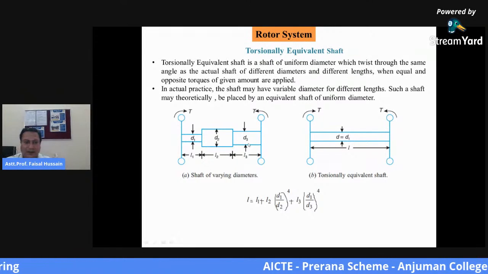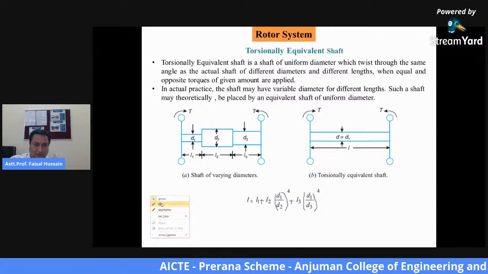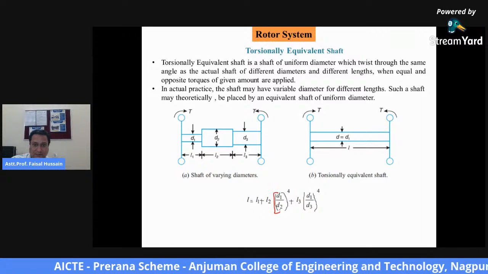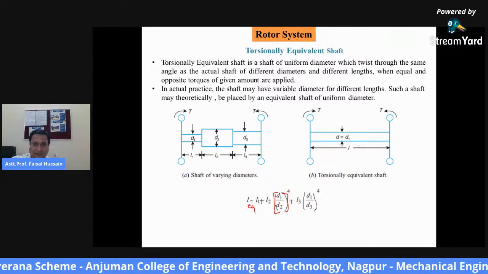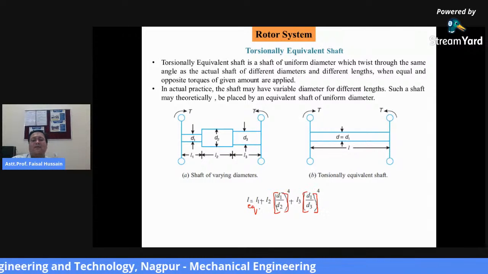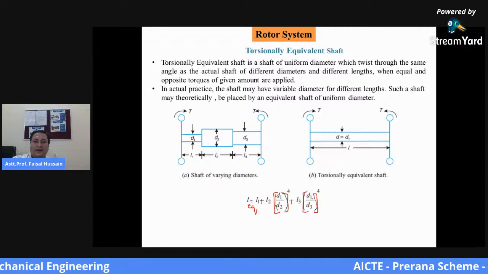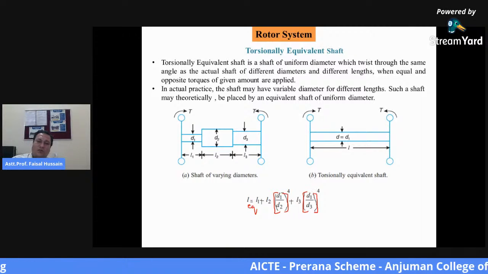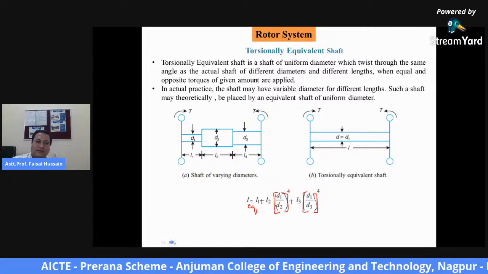Okay. And then we can find the frequency of the system by using this equivalent length equation. L equivalent equal to L1 plus L2 (D1 by D2) raised to power 4 plus L3 (D1 by D3) raised to power 4. Okay. So this is the briefing of the equivalent shaft.